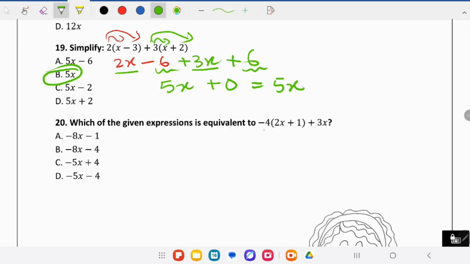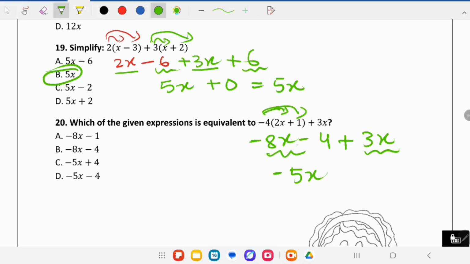Which of the given expressions is equivalent to this one? So I'm going to simplify this to check. So 4 times 2x is 8x. And 4 times plus 1 is negative 4 plus 3x. So 8x minus 8x plus 3x are like terms. So this is negative 5x when we simplify the coefficients, and minus 4. Negative 5x minus 4. So D is the right answer here.